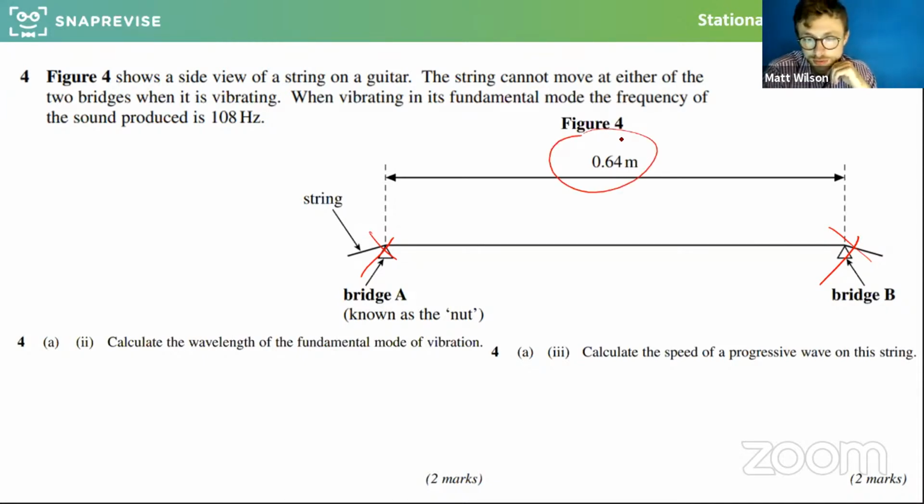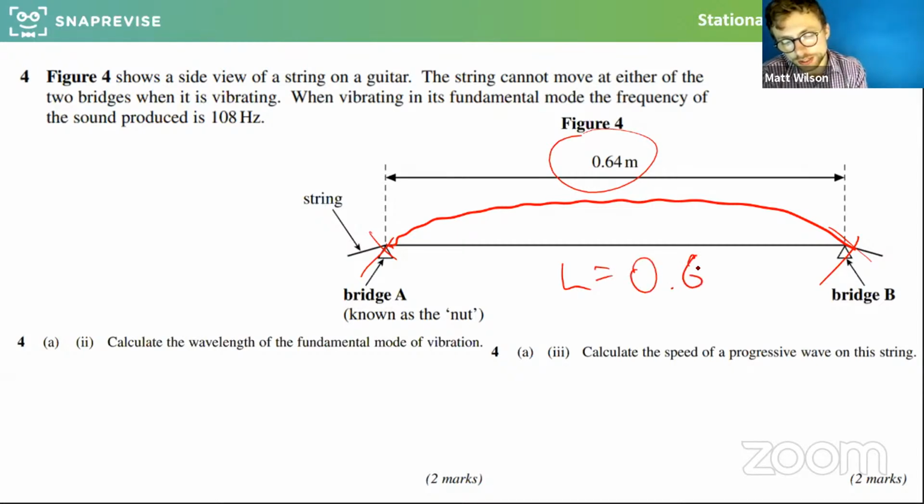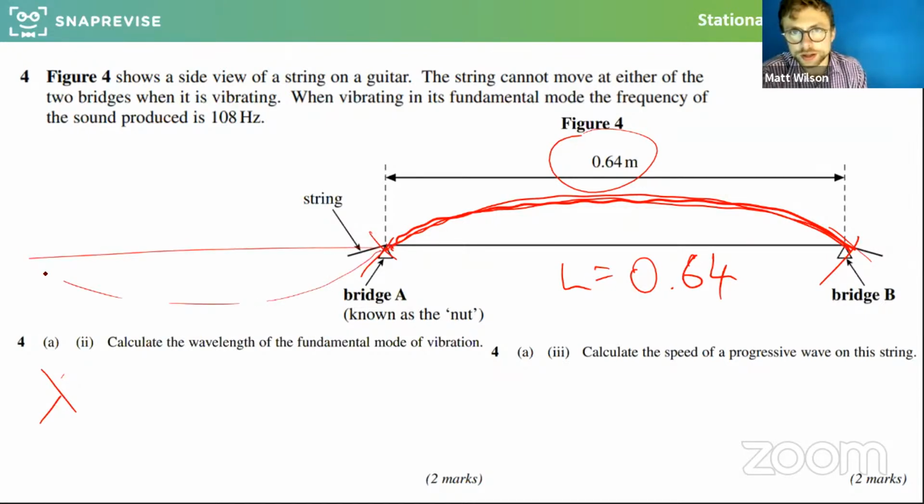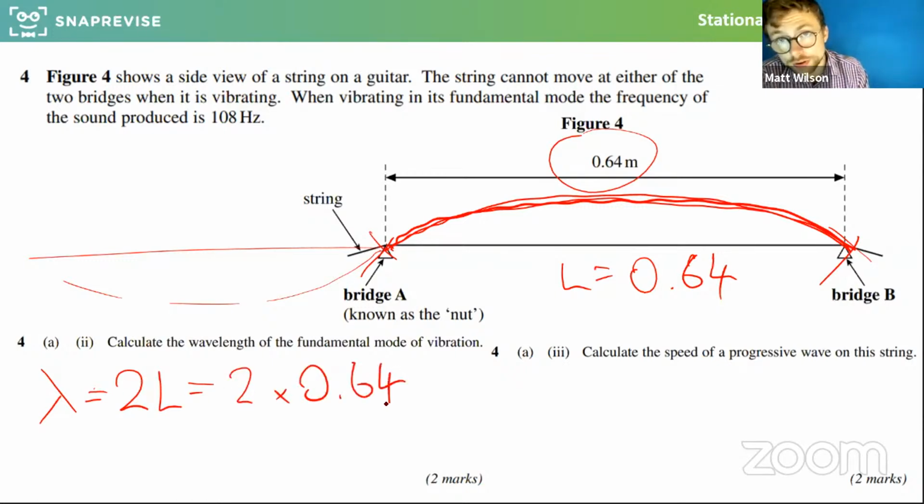So fundamental mode, that was the first harmonic. So the first harmonic, how did it look? Well, it was the biggest wave I could fit on the string, and that looked like this. So if this length here, this L, is equal to 0.64, what's the wavelength equal to? What's the wavelength of this wave? We're kind of looking at part of the wave here, but not the whole thing. One way to think about it, it's like there's a whole extra part here, right? So this wavelength here is in fact 2 times the length of the string, and that's going to be 2 times 0.64, and that's going to be 1.28 meters.